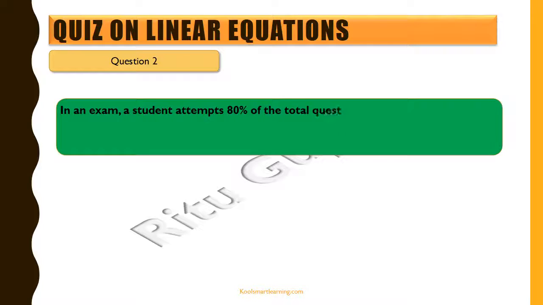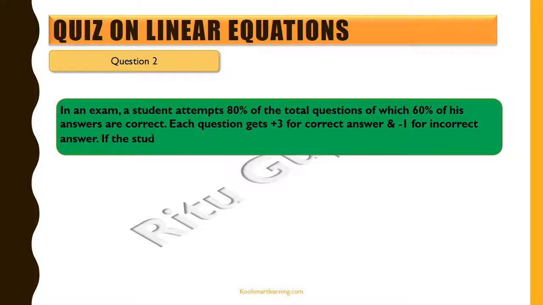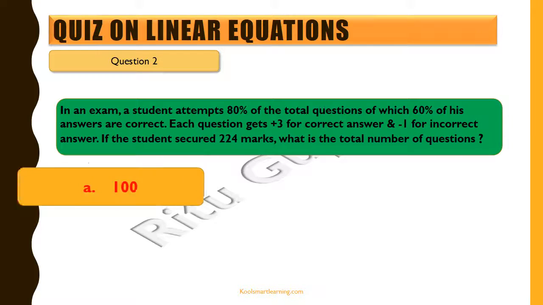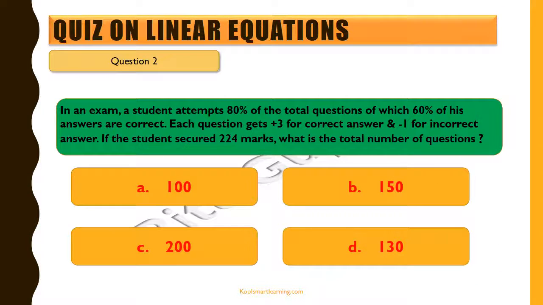Okay, the second question is, in an exam, a student attempts 80% of the total questions, of which 60% of his answers are correct. Each question gets plus 3 for a correct answer and minus 1 for an incorrect answer. If the student secured 224 marks, what is the total number of questions? So here what you have to do is, you have to again form a linear equation using all the information that is present here, and then try to find out the total number of questions which were there in the exam. The options are 100, 150, 200 and 130.